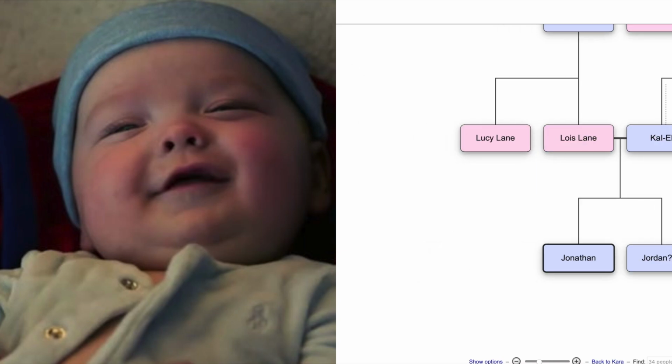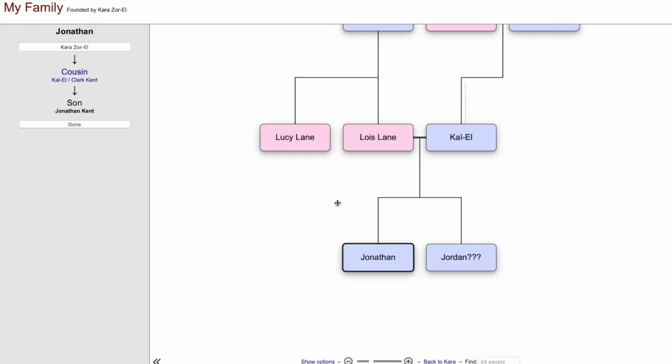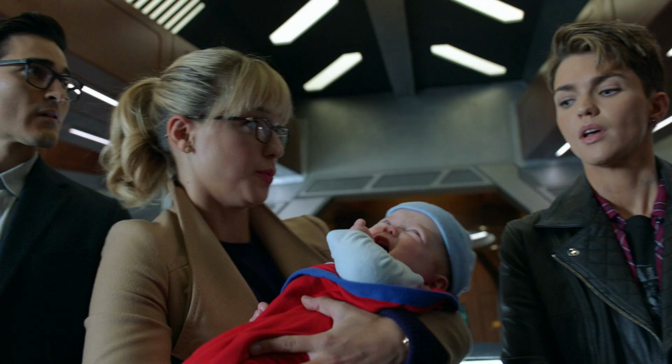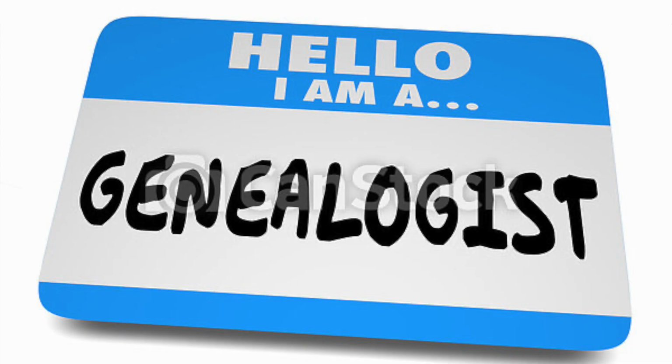Baby John. This is technically Kara's cousin once removed, I believe. Paternal cousin once removed, I believe. I don't know the technicalities of that. I just know Kal is her first cousin. I think technically John would be her second cousin, or paternal cousin once removed. I don't know, I'm not a genealogist.